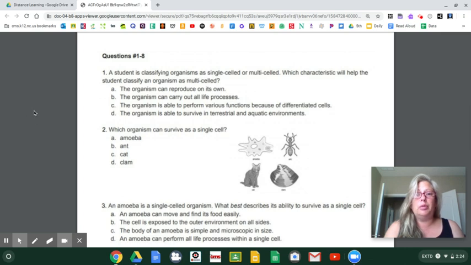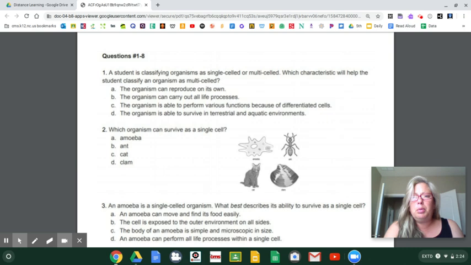Question number 1 through 8. Number 1. A student is classifying organisms as single-celled or multicelled. Which characteristic will help the student classify an organism as multicelled? I'll read that again. Which characteristic will help the student classify an organism as multicelled? A. The organism can reproduce on its own. I think both can reproduce. Remember, that's the life functions that single and multi can do.